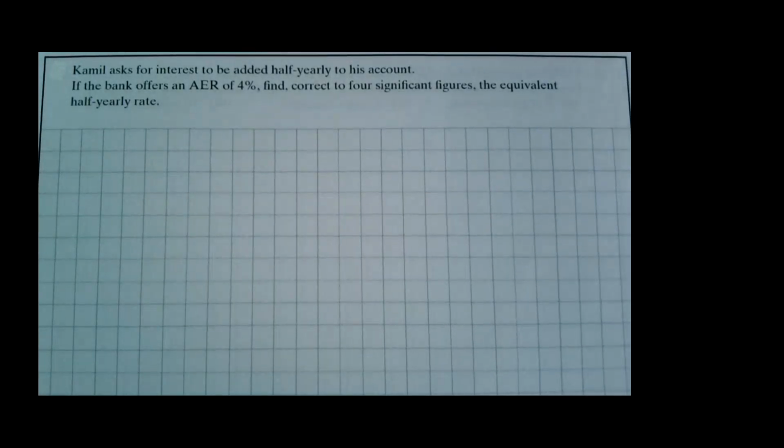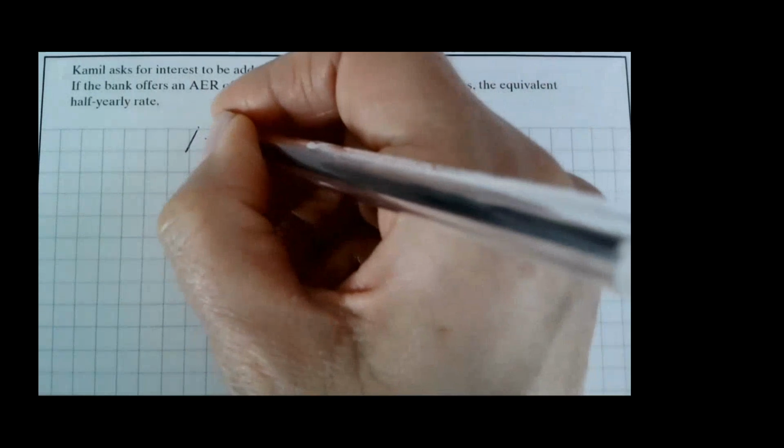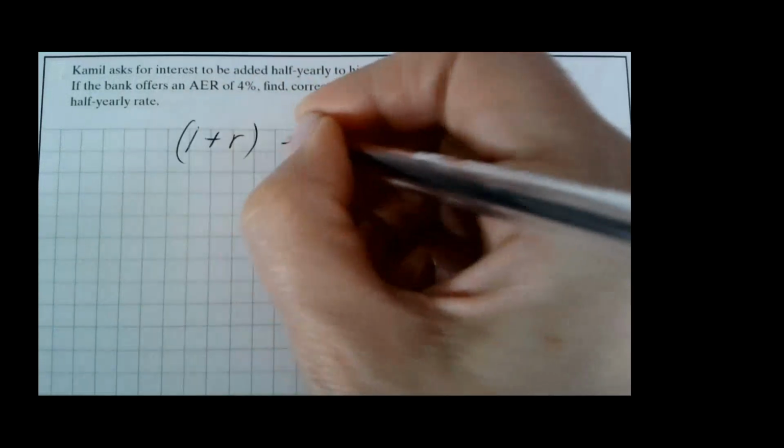Let's take a look at this rates question. Camille asks for interest to be added half yearly to his account. If the bank offers an AER of 4%, find correct to 4 significant figures the equivalent half yearly rate. Okay, so we have an annual rate and we want the half yearly rate. So straight away, let's take down our little formula, if you like, for our rate.